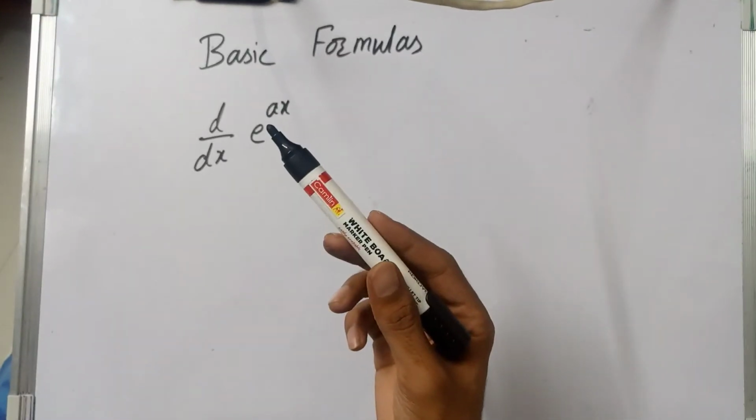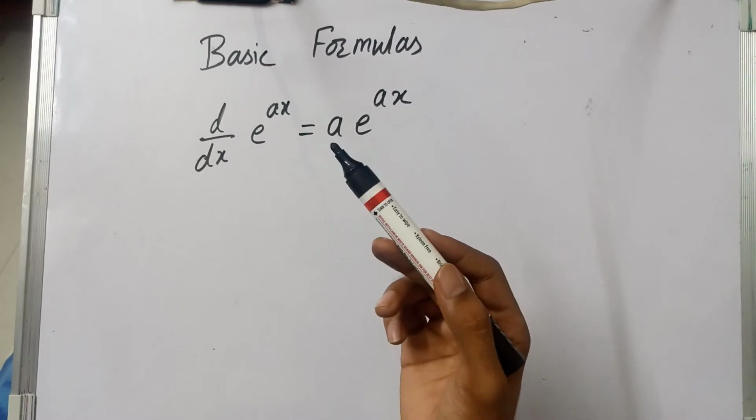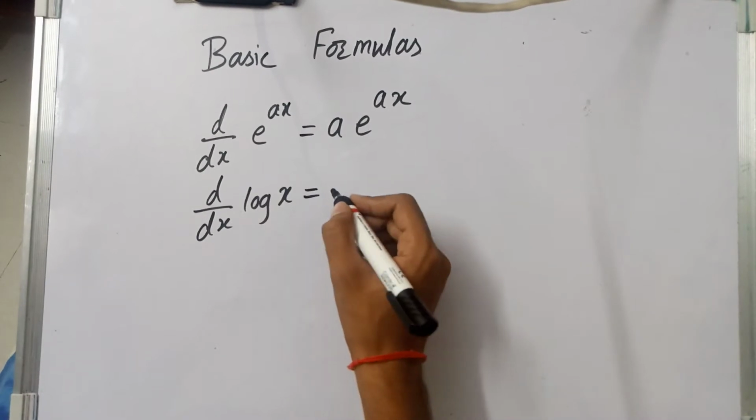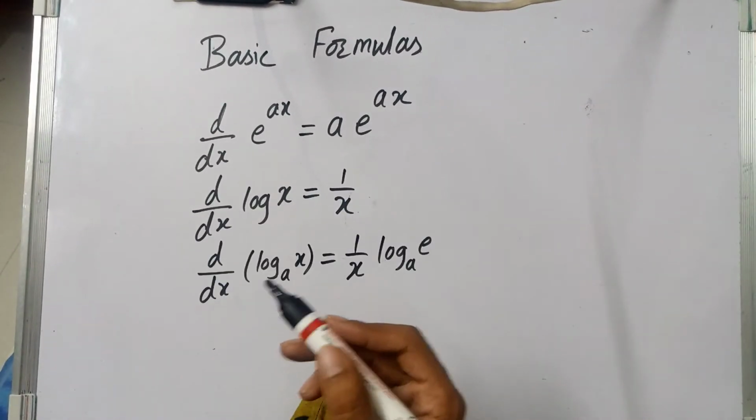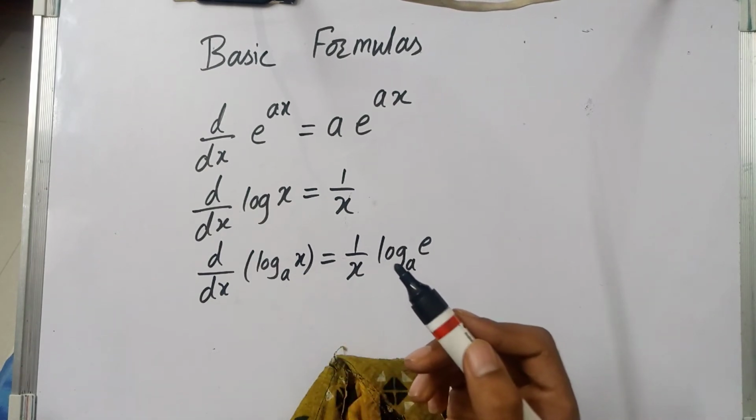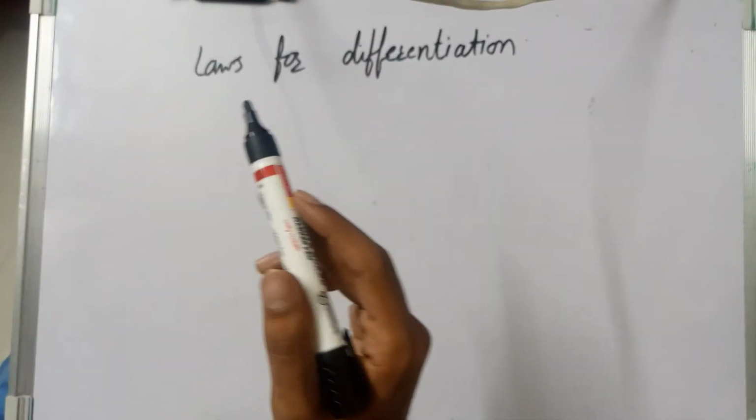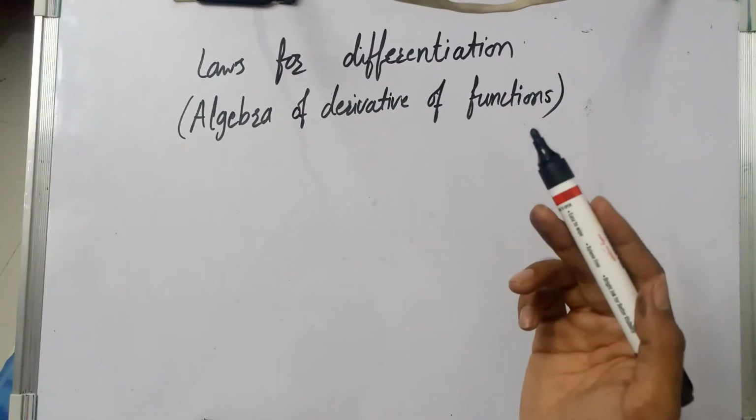Derivative of e raised to ax is a into e raised to ax. Derivative of log x is 1 upon x. Derivative of log x to the base a is 1 upon x into log e to the base a. Laws for differentiation. Algebra of derivatives of functions.